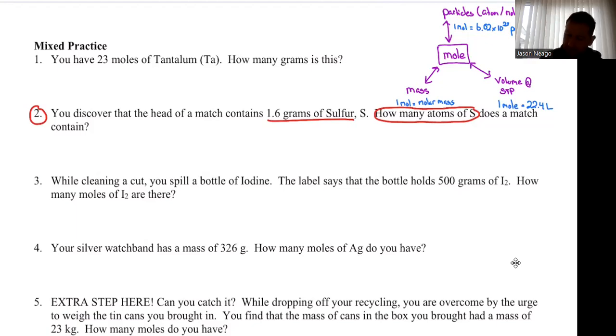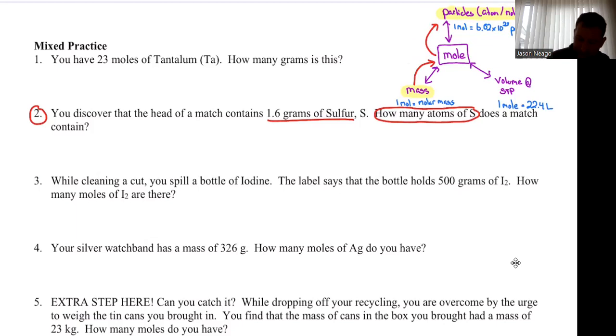So where am I going? Well, I have grams, so that's down here at mass. And what do I want? I want atoms, which is up here at particles. If I look at this, there's no way that I could go from mass to particles directly. I don't have a conversion factor that takes me there. So I have to do this in 2 steps. I have to convert from mass to moles, and then from moles to particles. So in these mixed problems, you may have to use 2 conversion factors.